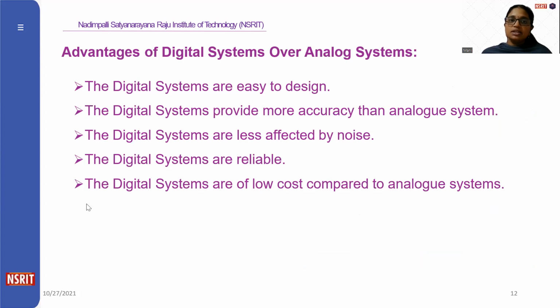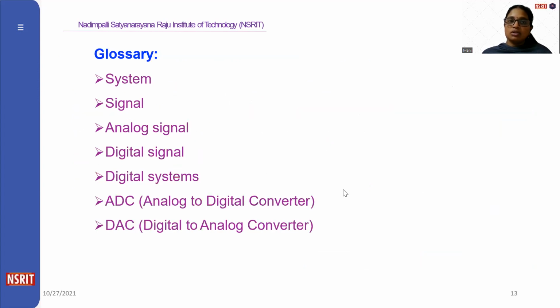These are the advantages of a digital system over an analog system. Digital systems are easy to design. Digital systems provide more accuracy than an analog system. Digital systems are less affected by noise. Digital systems are very reliable. Digital systems are low cost compared to the analog system.